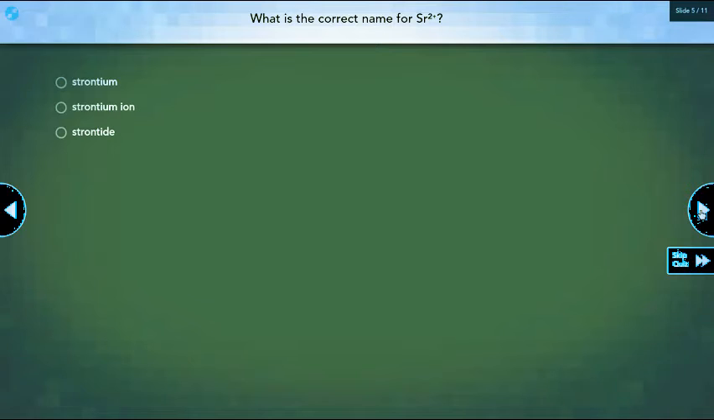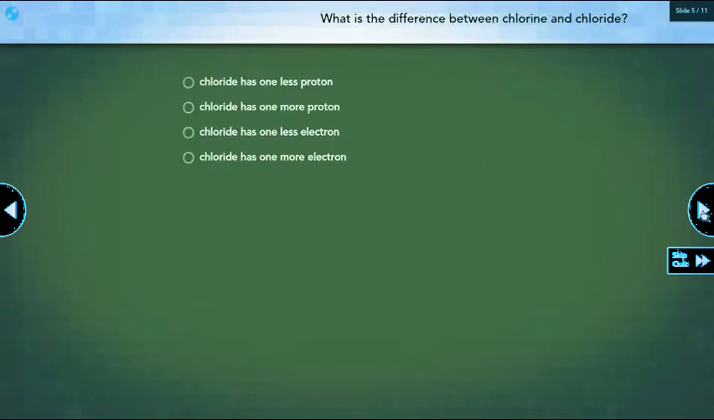Then what is the correct name for Sr2 plus? So Sr is strontium, and it is number 38 on the periodic table. And so because it is an ion, we need to differentiate it from the strontium atom, and so we would call it a strontium ion. So cations, we just say that they're ions after it. We don't change the name, so this isn't a real thing. So we would just say that this is a strontium ion.